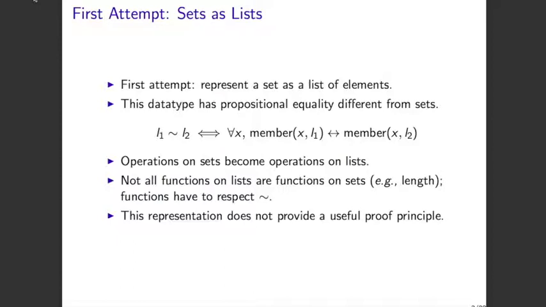Under this approach, we make operations on sets from operations on lists. However, not all functions on lists are functions on sets. Specifically, the set functions have to respect this notion of extensional equality. In addition, this representation does not provide us with a useful proof principle directly. So the induction principle for lists is not directly applicable for proving properties about sets. For instance, the append function on lists is not commutative, unlike the union operation on sets.